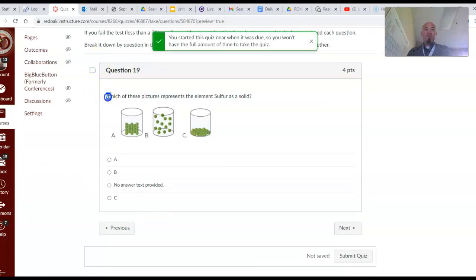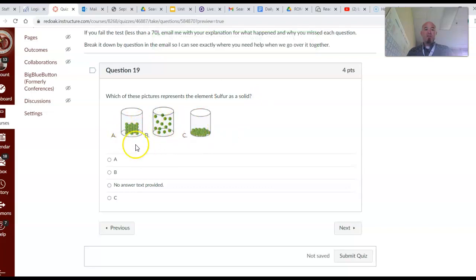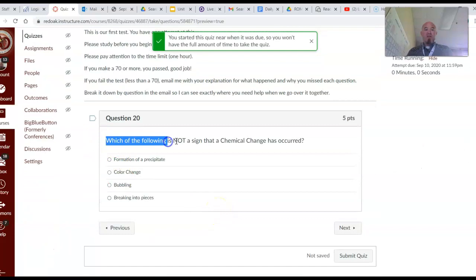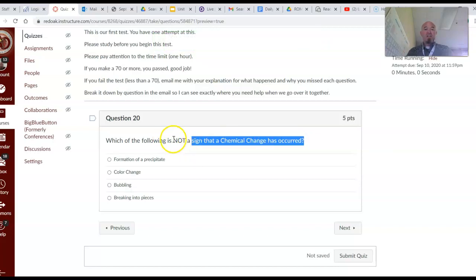Question 19. Which of these pictures represents the element sulfur as a solid? So what is showing a solid here in these containers? Is it A, is it B, or is it C? Question 20. Which of the following is not a sign that a chemical change has occurred? Is it the formation of a precipitate, color change, bubbling, or breaking into pieces?